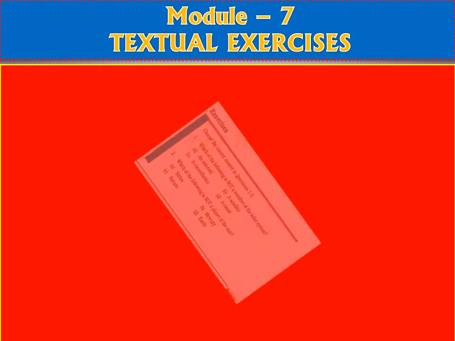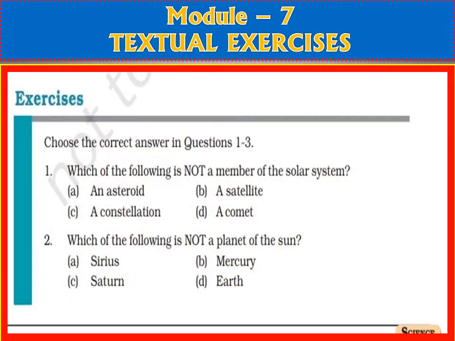In our last module, we completed our chapter Stars and Solar System, and today we are going to discuss the exercise questions given in the textbook. So let's start. The first question is, which of the following is not a member of the solar system?